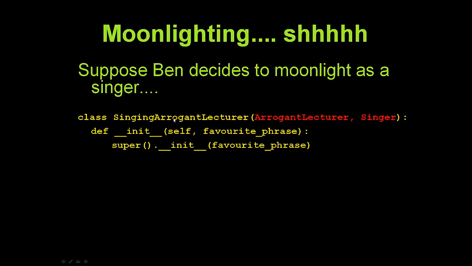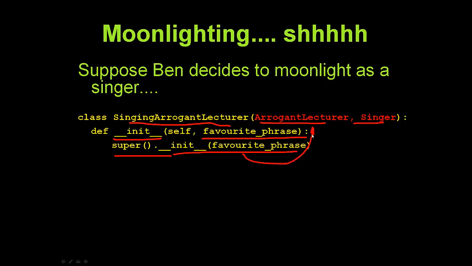So a singing arrogant lecturer is now a subclass of both arrogant lecturer as well as singer. And now the init will do what? Init will basically take a favorite phrase and call super init favorite phrase. Well, it turns out that because the arrogant lecturer is one that has a favorite phrase, this will call the arrogant lecturer. Now, this ordering matters, okay?